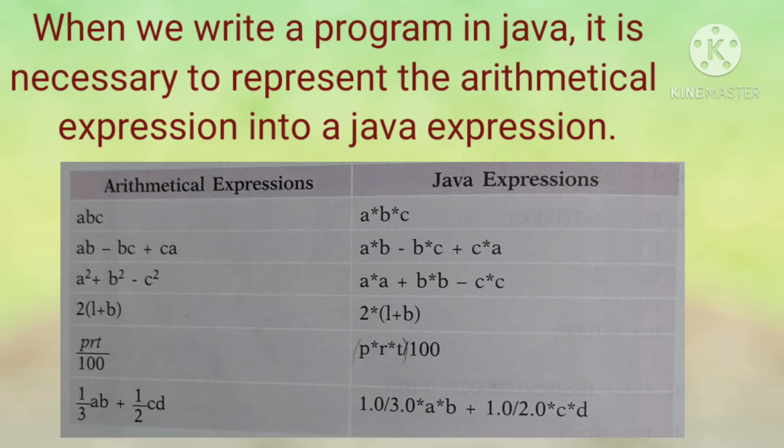2 into bracket l plus b should be written as 2 asterisk, bracket, l plus b, close bracket. PTR by 100 should be written as p asterisk r asterisk t slash 100. Then 1 by 3 ab plus 1 by 2 cd should be written as 1.0 slash 3.0 asterisk a asterisk b plus 1.0 slash 2.0 asterisk c asterisk d.